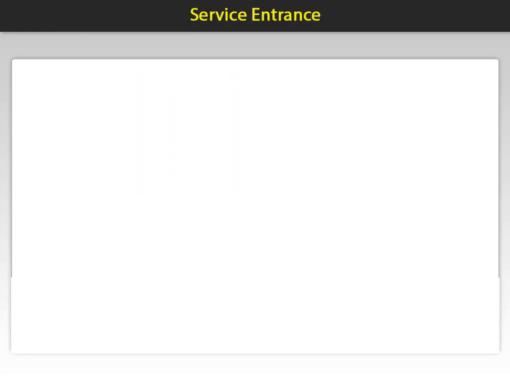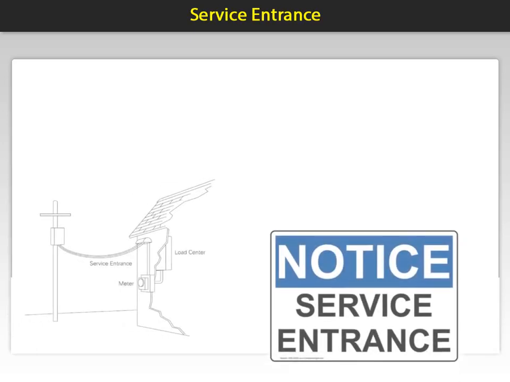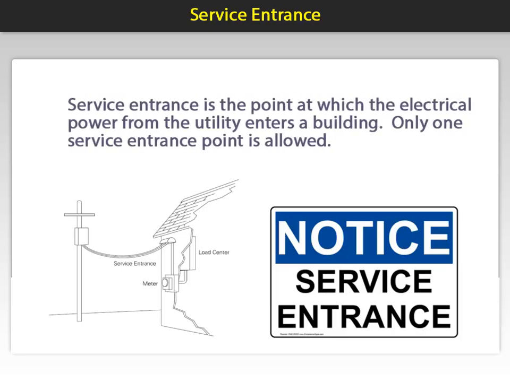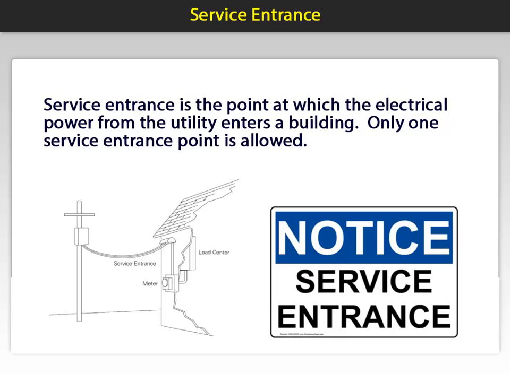As the utility distributes power down the line and as it enters into a building, it is termed service entrance. Service entrance is the point at which the electrical power from the utility enters a building. Only one service entrance point is allowed. Load centers or panel boards must contain a main breaker to comply with service entrance requirements, unless they qualify for the NEC exception using the 6 disconnect rule.